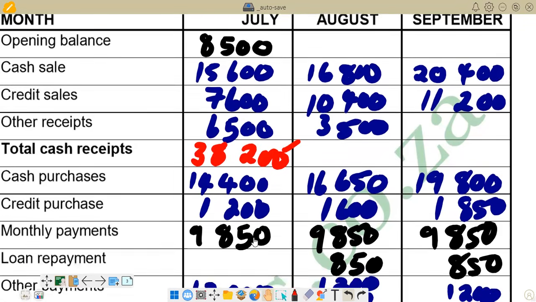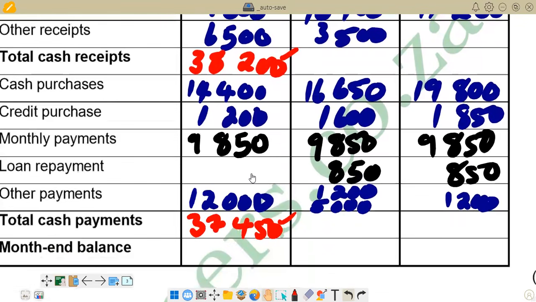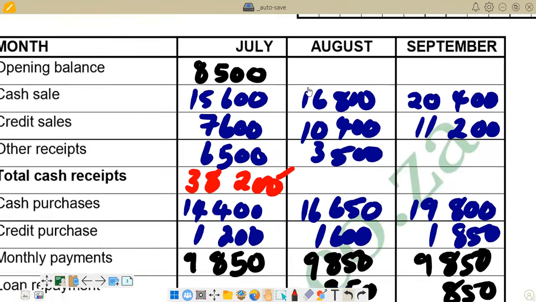So we come here, we are going to say 38,200 here, 38,200 minus 37,450 here. Then you get your answer here. You are going to put it here. So if you subtract the two, you are going to get 750 as a positive. Right. So having that one now, this is going to be the opening balance for the next month. So here we are in July. So in August, opening balance 750. We are going to put it there at the beginning of the answer section here, 750.